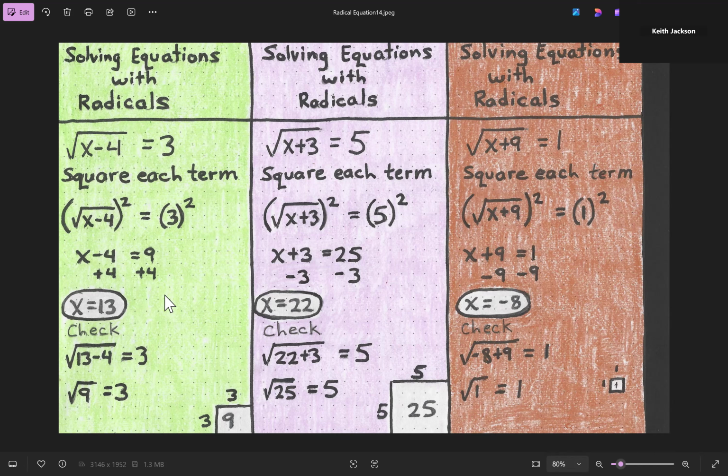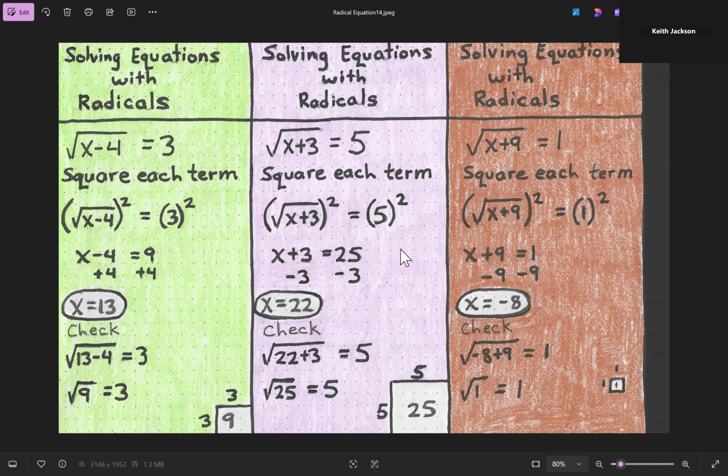And let's balance the equation by adding 4 to both sides, which we're going to do right now. And when we do that, we discover that x is equal to 13. And when we check, we know that 13 minus 4 would give us 9, and the square root of 9 is equal to 3, as you see right here. And keeping in mind, the square root of a number is just simply that number on the side of a square.